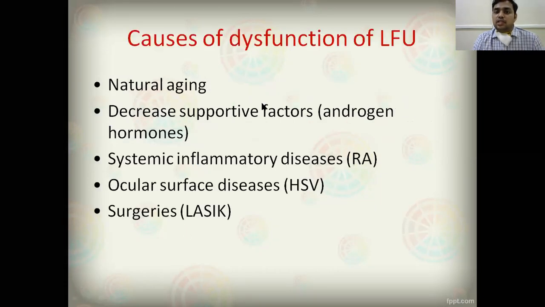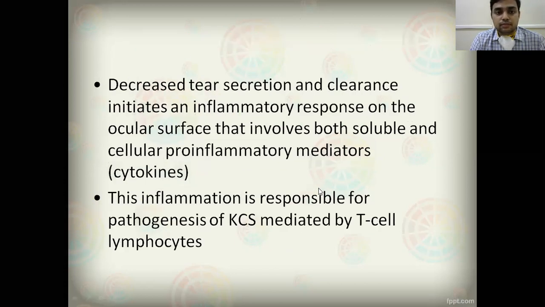So what are the causes of dysfunction of the lacrimal function unit? It is because of aging and decreased supportive factors like androgen hormones, certain inflammatory diseases like rheumatoid arthritis, and ocular surface diseases because of infections like herpes simplex virus, and post-LASIK surgery. So these cause this dysfunction of the lacrimal function unit.